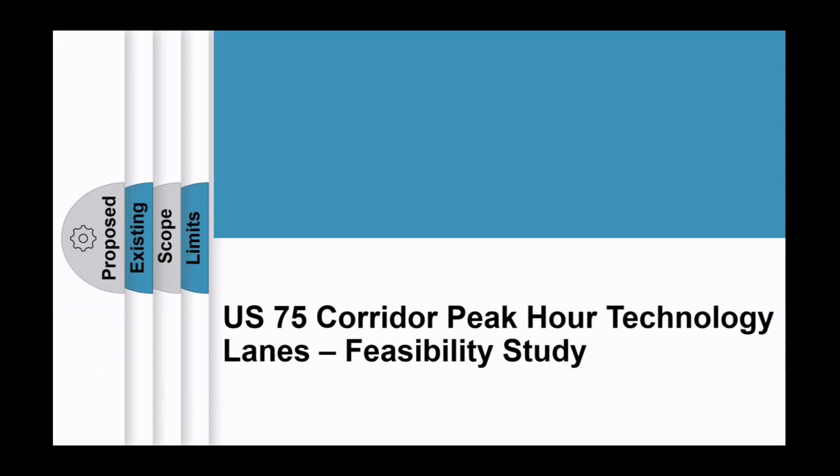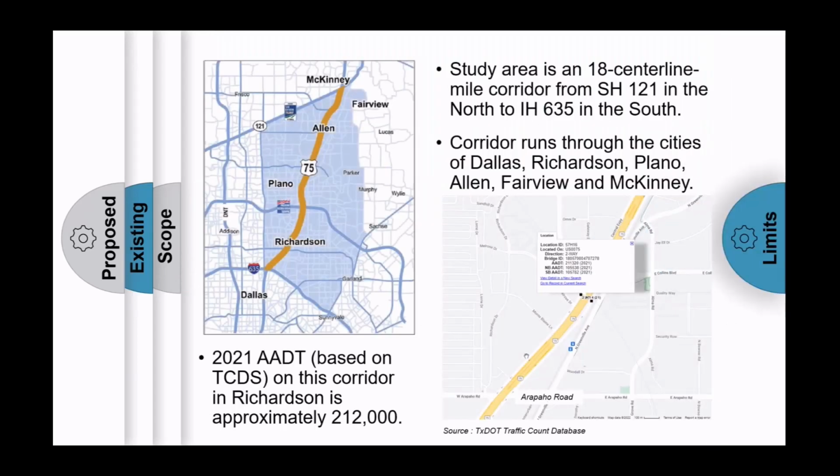So this is on US 75. It's looking at peak hour technology lanes. It's kind of at the feasibility level. Just to get you oriented, this is in the northeast area of the Dallas-Fort Worth Metroplex, US 75, about an 18 centerline mile corridor from State Highway 121 on the north to I-635 on the south, hitting Dallas and some of the other large suburbs in that area, Richardson, Plano.